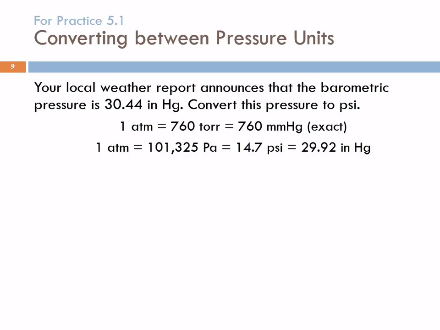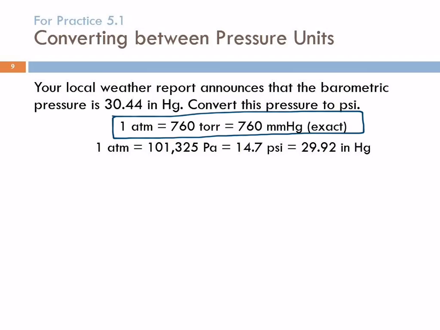So we need to be able to convert pressure units. So local weather report says the barometric pressure is 30.44 inches of mercury. Convert it to PSI. So this is the way that pressure unit conversions are often expressed. And I'm going to just tell you right now, this first one, that first line, you should memorize that. 1 atmosphere is 760 torr, which is the same as 760 millimeters of mercury. That's exact.